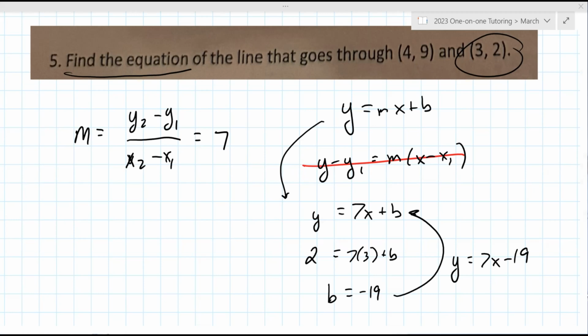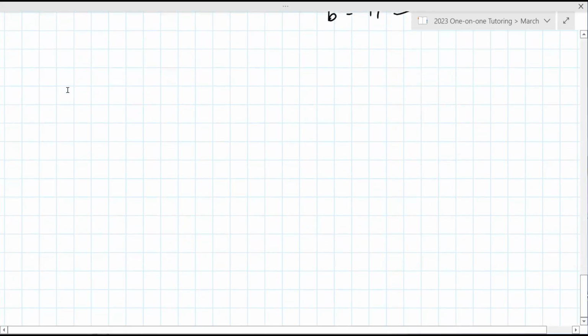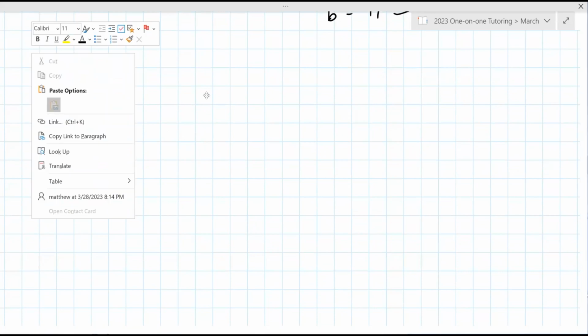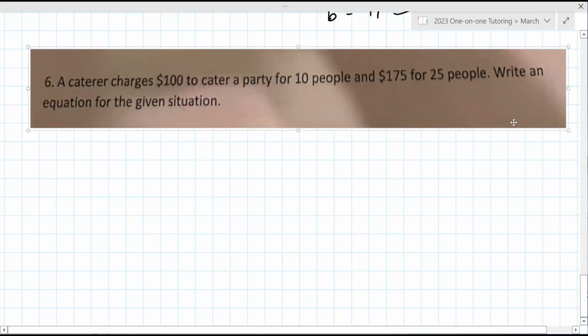Okay. All right. So for number 6, do you have the answers, by the way, for these or not? No. Okay. The reason I ask is because there's two possibilities here. Usually we think of these as inputs and outputs, right? Like X is the input, Y is the output. And the question here is what is the input? And typically in a catering situation, the input is the number of people and the output is the cost.